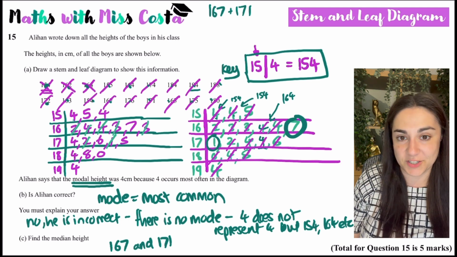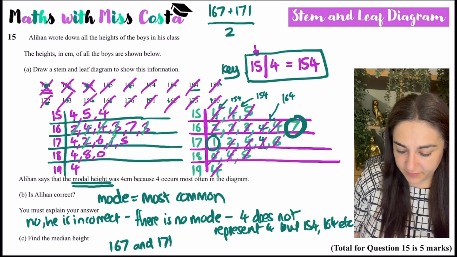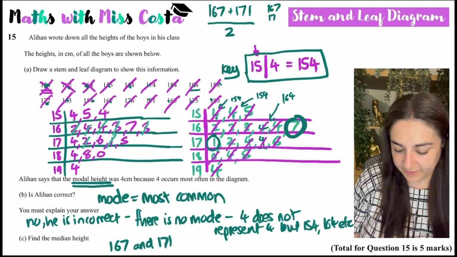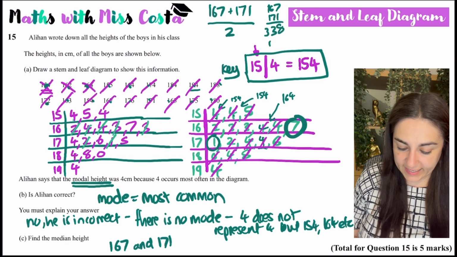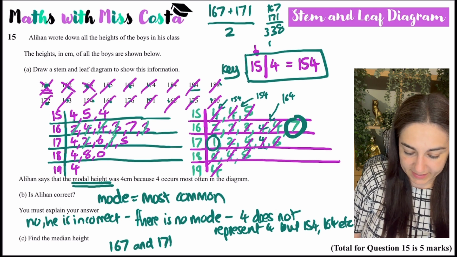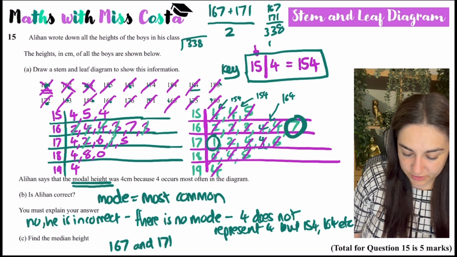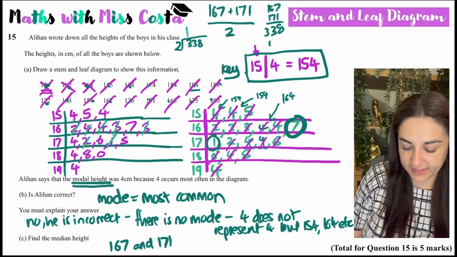So the safest way to do it is add them together and divide by 2. So 167 plus 171: 7 plus 1 is 8, 6 plus 7 is 13, and that would be 338. I've run out of space, so 338 divided by 2. 2's into 3 go once, remainder 1. 2's into 13 go 6, remainder 1. And 2's into 18 go 9.